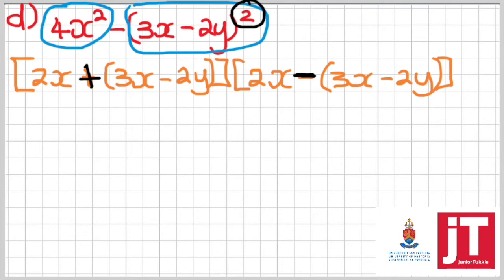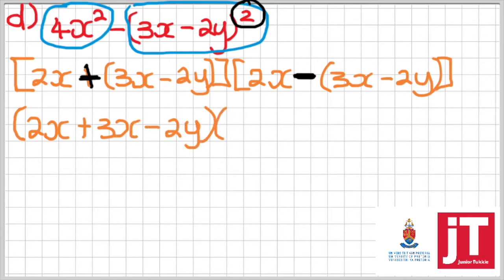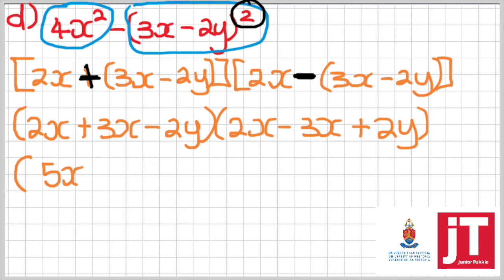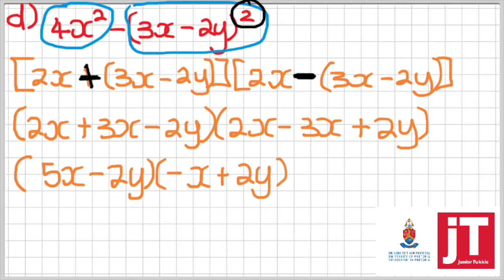We need to distribute and remove those square brackets. So we'll further simplify it and get 2x plus 3x minus 2y in the first, and you're going to get 2x minus 3x plus 2y in the second bracket. Simplifying that, we get 5x minus 2y, and you're going to get negative x plus 2y, giving us our two factors.